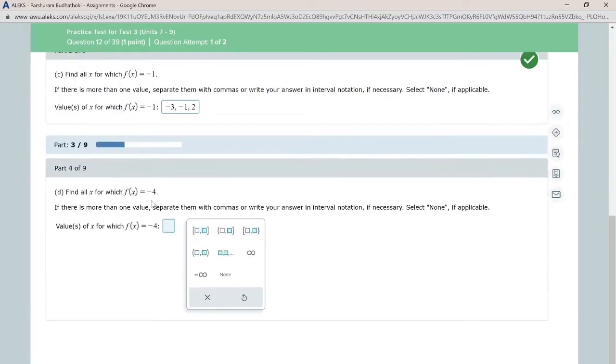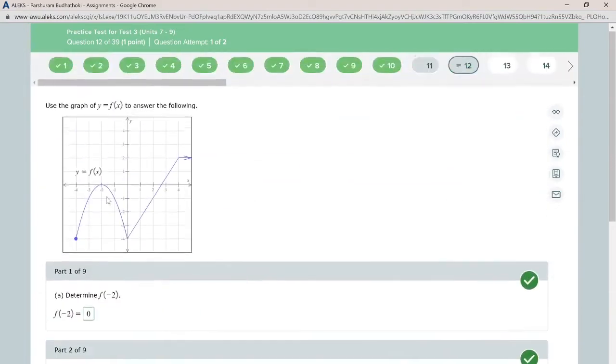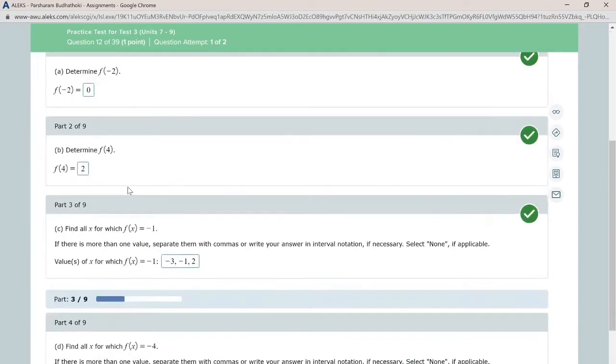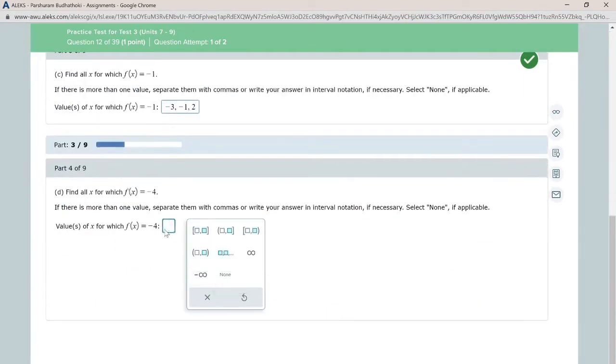Okay, find the value of x where the function value is negative 4. Do the same thing. Draw a horizontal line through negative 4, and as you can see that horizontal line will cross this graph at this point, which is x equal negative 4, and at this point, which is x equal 0. They are just asking you the value of x for which the value of y is negative 4.